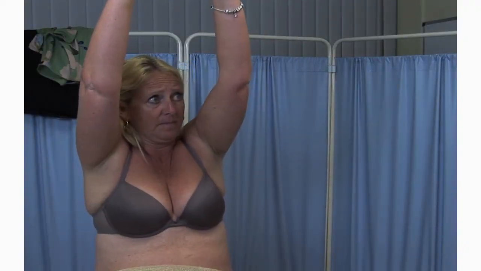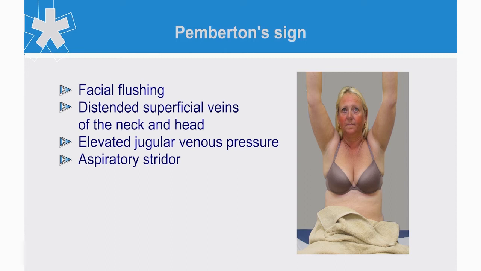Mrs. Smith, can I ask you to raise your arms above your head and just keep them there for a few seconds? Thank you. Pemberton's sign is facial flushing, distended superficial veins of the neck and head, elevated jugular venous pressure, and inspiratory stridor when the patient is asked to elevate both arms above their head.